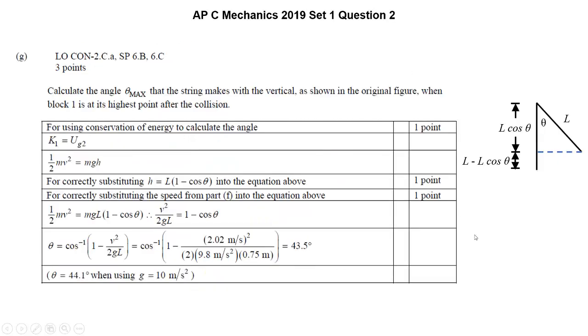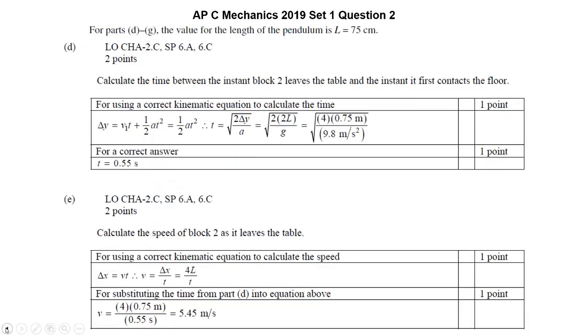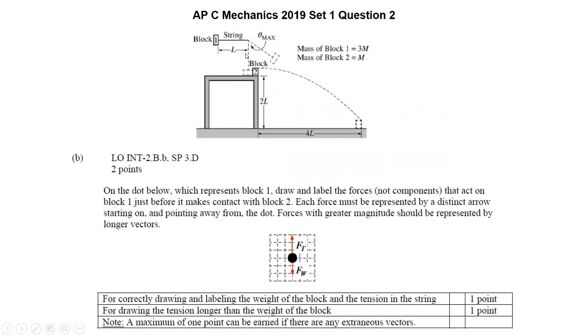So, last part, which is kind of the big part, the hardest part, I think, of this, is you want to calculate the angle theta max. Again, if we go back to the original diagram, say that's the angle that block 1 goes out to before it stops.